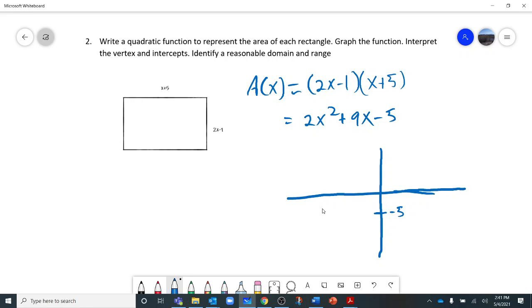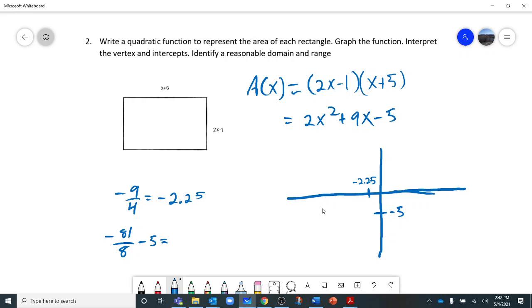And then my vertex, I'm just going to do -9 over 2 times 2, which is 4. So that's positive, so this is at -2.25, which we'll say is right about here. And then our y value would be -81 over 8 minus 5. And that's going to be, that's a 0.125. Should be -15.125. Yes. Okay.